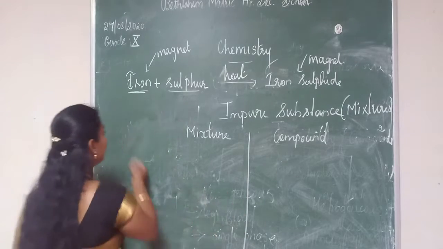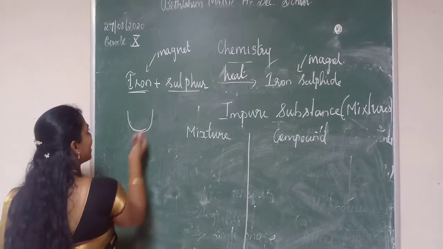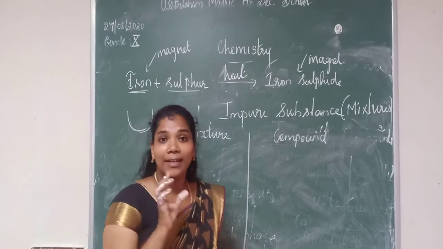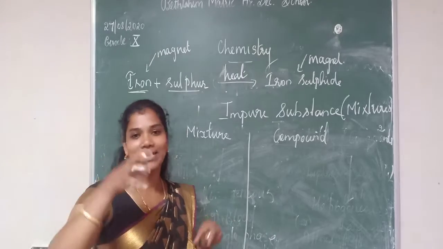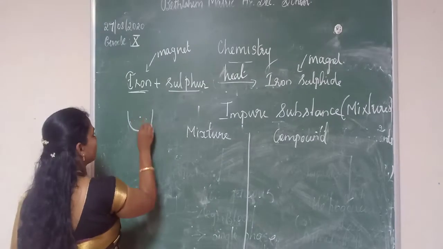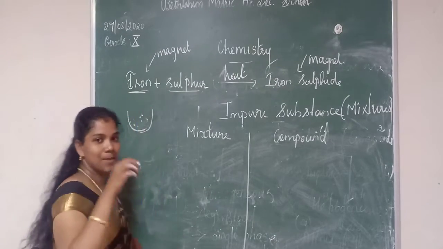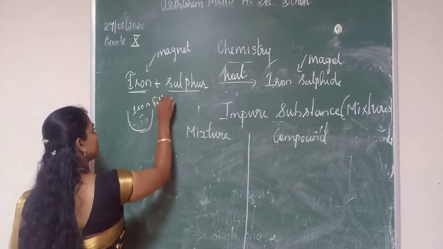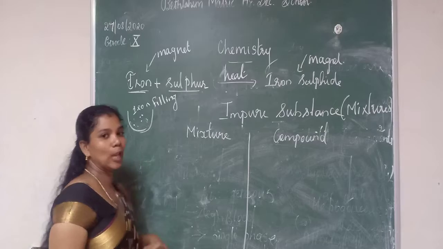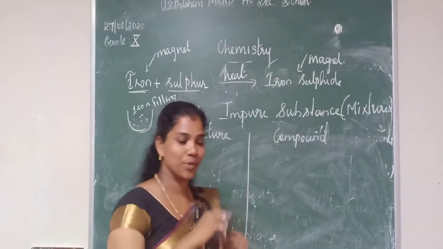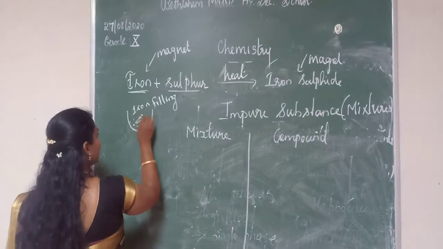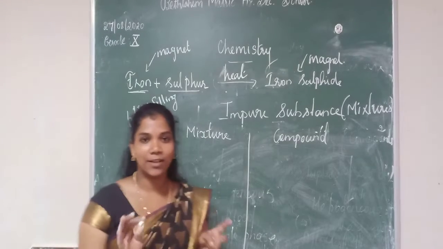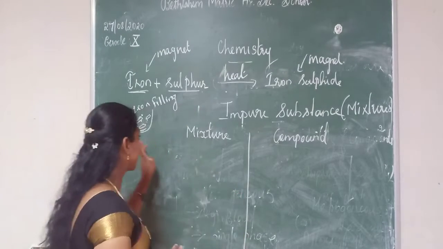At the same time, take a dish and take some sulfur, not a definite proportion, approximately. Now put some iron filings over it and mix them. Now we are not chemically treating and not heating. This is called a mixture.